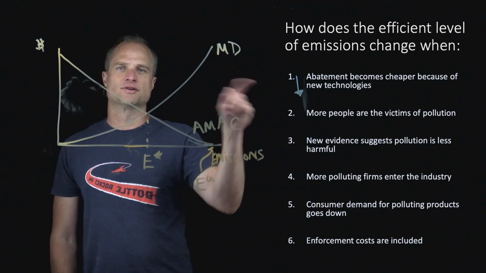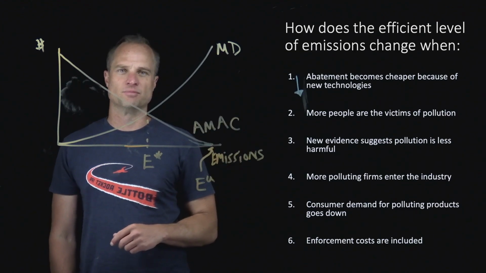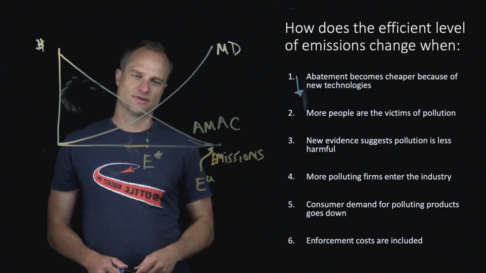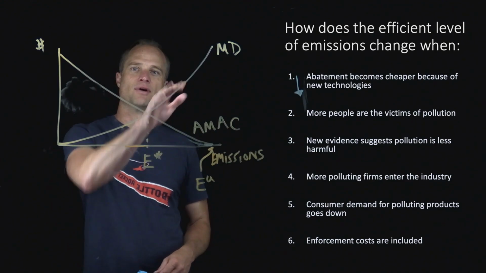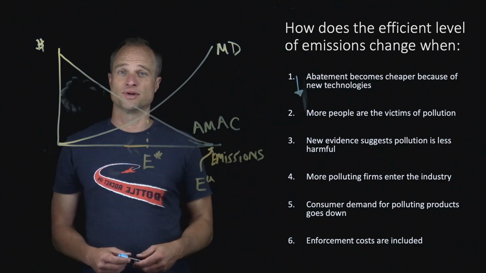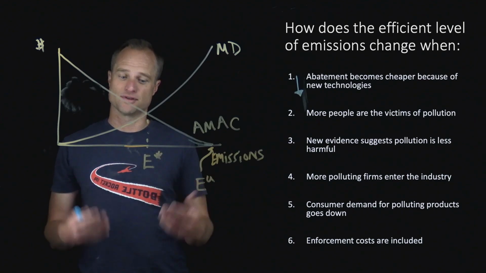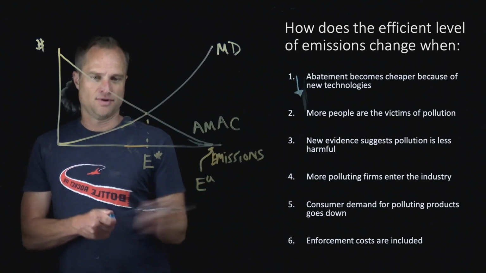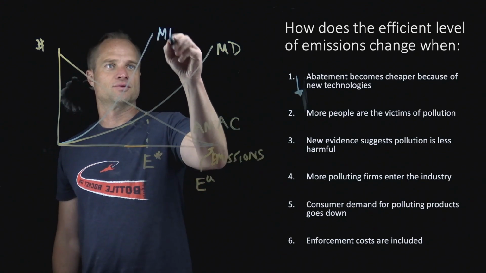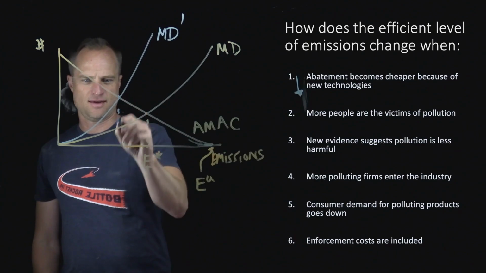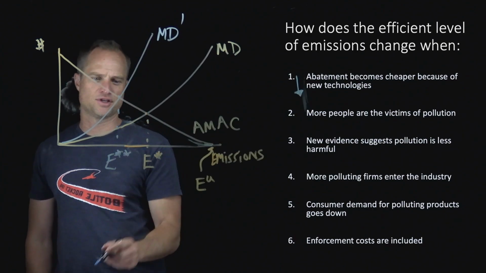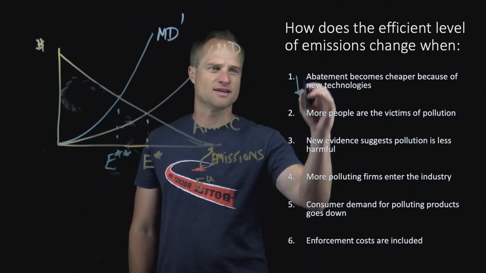What about determinant 2? More people are the victims of pollution. That's not going to change the marginal abatement cost of cleaning up. It's going to change the marginal damage. More people, that just means for the same level of pollution, we're going to have more damages, right? The sum of those damages are going to increase. And so, again, in blue, this could be a shift or a pivot in this direction. We'll call that MD prime. And in this case, E double star, our efficient level, has also decreased.